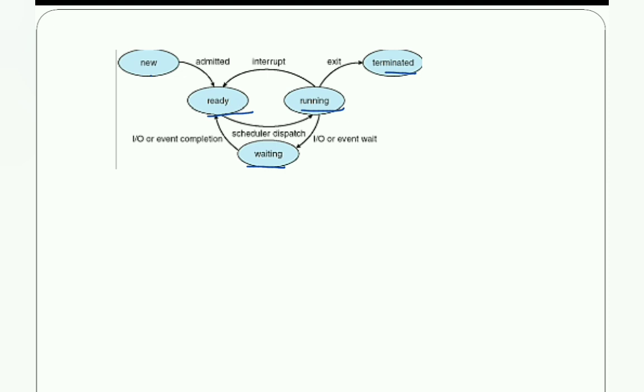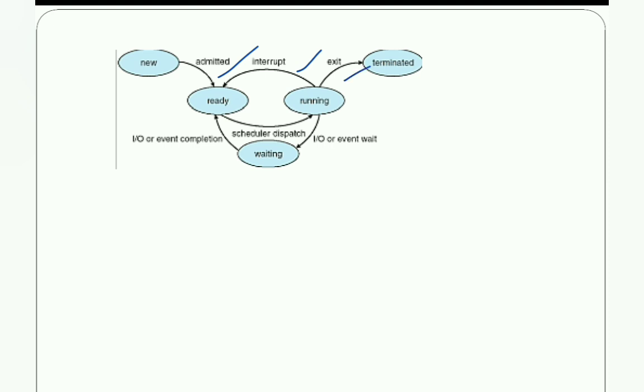So the process will be created and enter the ready state. So it will be from new to ready, then ready to running and running to ready. And then waiting to ready, running to waiting, and running to terminated. So these are the 6 possible transitions in the process life cycle.